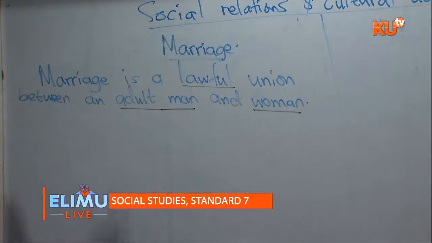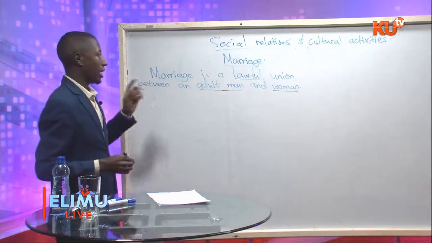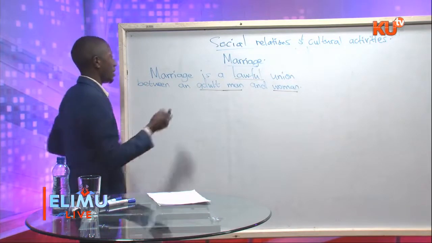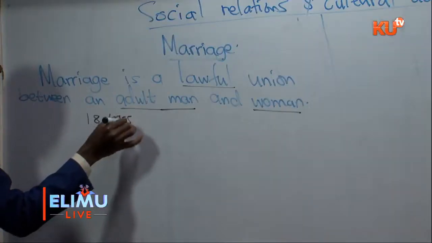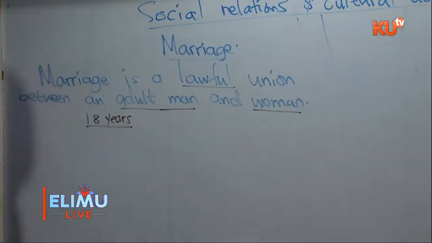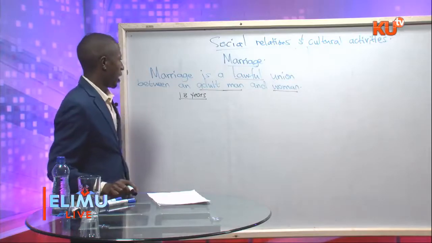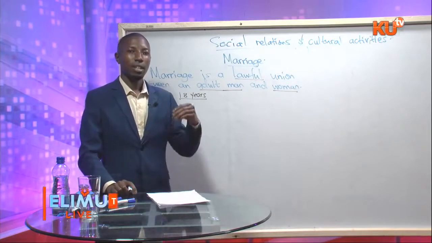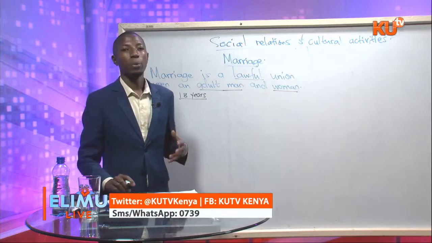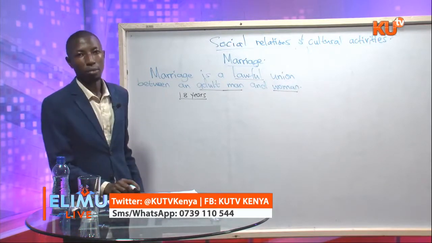For a person to marry lawfully, they must be adults. And an adult in Kenya is one who has reached 18 years of age. When you reach 18 years, then you are considered to be an adult. So you cannot marry while you are under 18 years, even if it's willingly. You will not be allowed by the law.